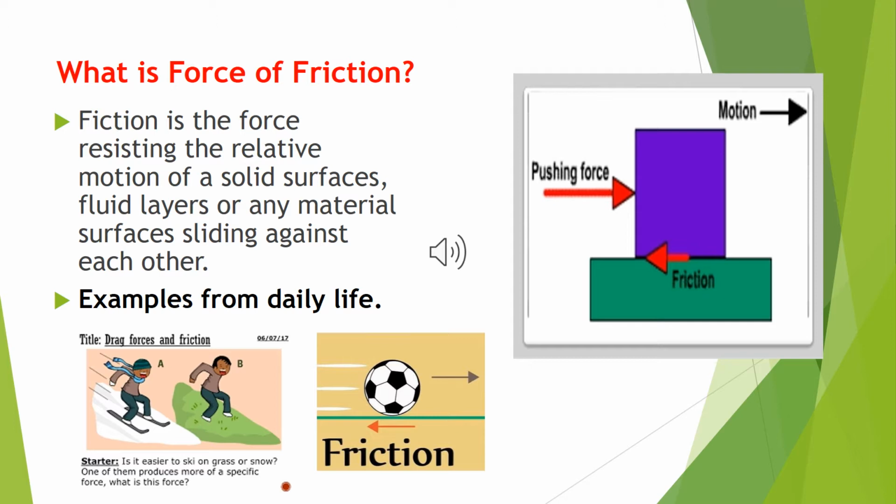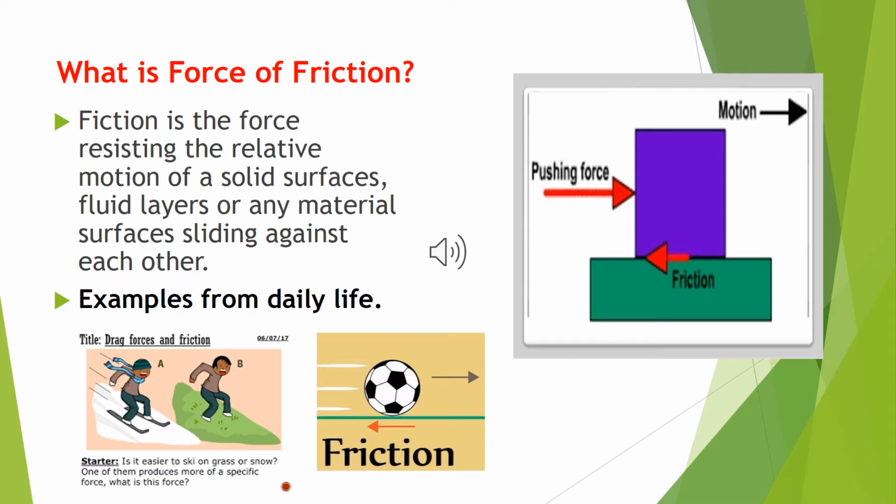the ball stops. Here in this picture, there is a pushing force being applied to a big box, but the box is in contact with the ground, and the ground applies the force of friction and it resists the motion of the box. So we can now define force of friction as the force which resists the motion of solid surfaces which are sliding or rubbing against each other.